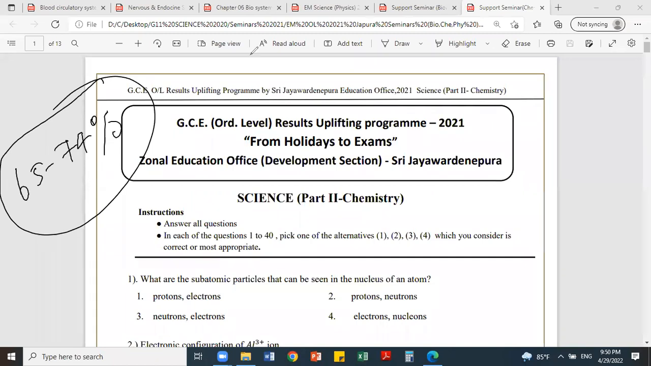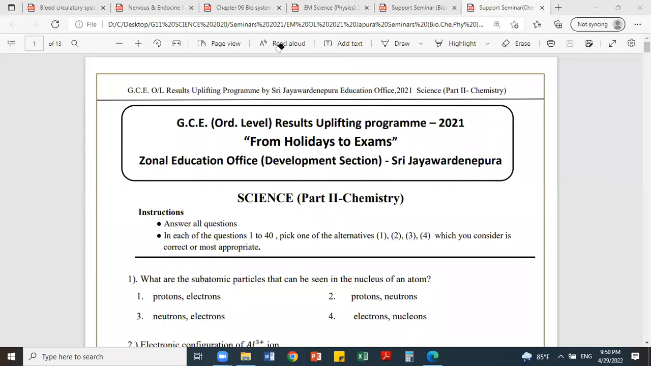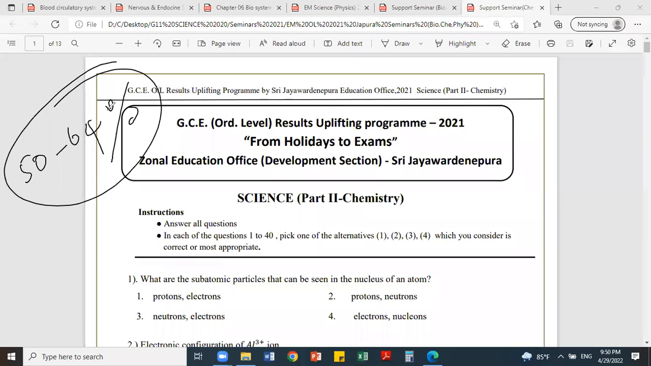Next few weeks. Now raise your hand, please, those who have got 50 to 64. How many of you got 50 to 64? That is C grade in the Western Province paper. Each section about 6 students, right? Okay.